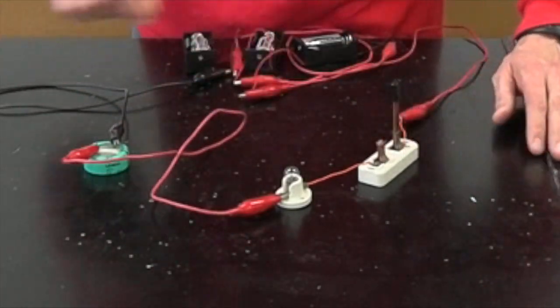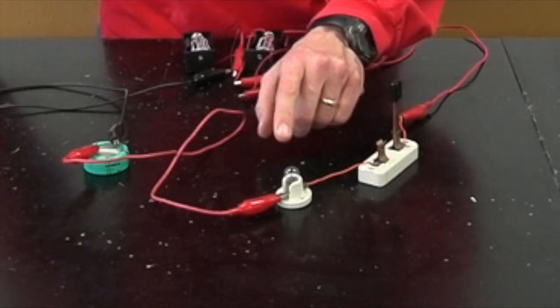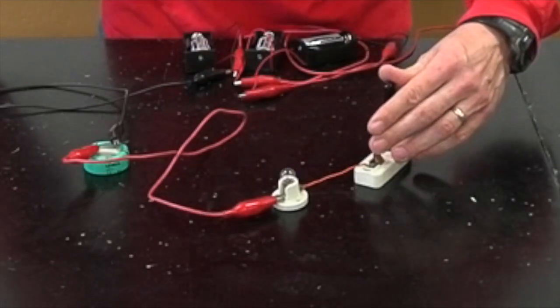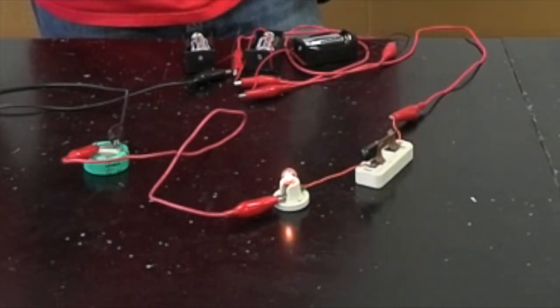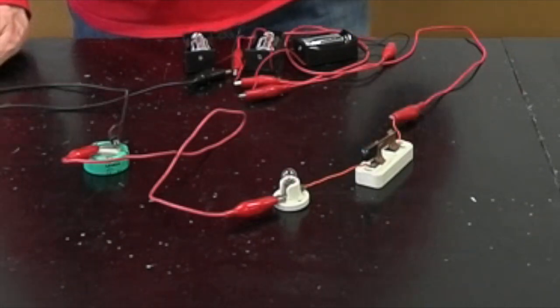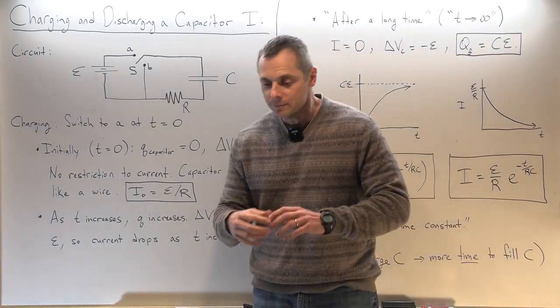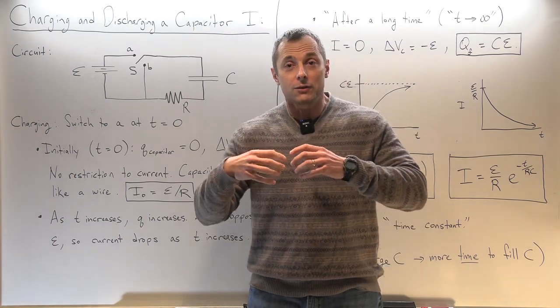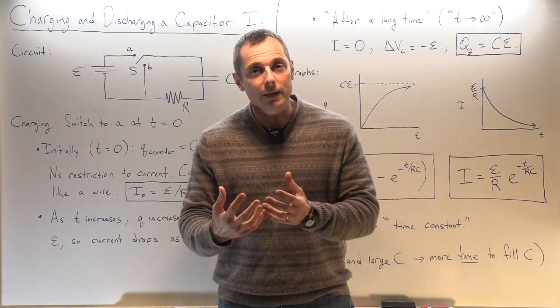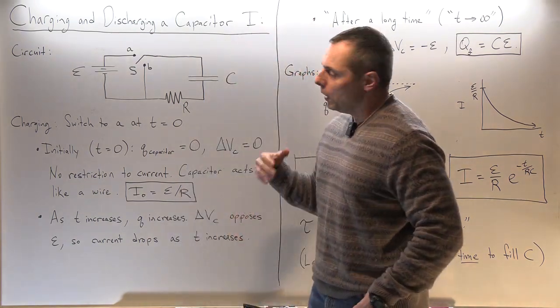Okay, so what you should see is that the bulb will turn on just as bright as before, and then it'll slowly dim. Okay, there it is, dimming, dimming, and eventually it's so dim you can't even see it on. Okay, so back again. You saw the capacitor basically filling up. The light bulb was bright in the beginning, and then it gradually dimmed as the capacitor filled up. So what was going on?